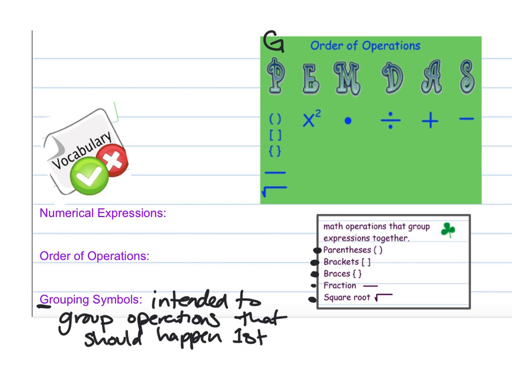But sometimes things might come out of order. We might need to add something first, and then we would show that by putting that addition in a grouping symbol. Any of these grouping symbols. Kind of going out of order here.